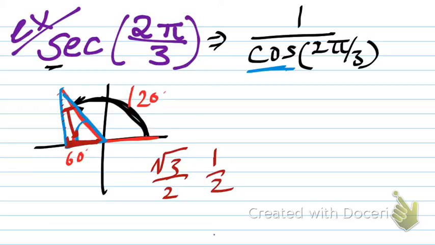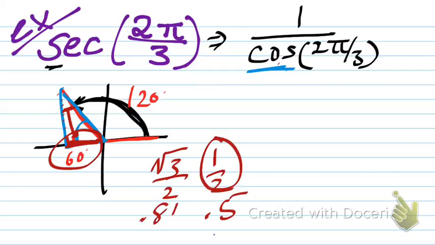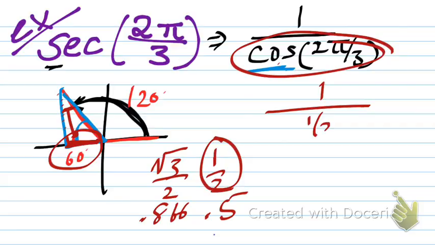Well, the smaller leg is what I want because it's adjacent, and therefore we know that smaller is 0.5 as opposed to 0.866. So cosine of 2pi/3 is simply 1/2. The reciprocal of 1/2 is 2. And that's how you answer a problem like that.